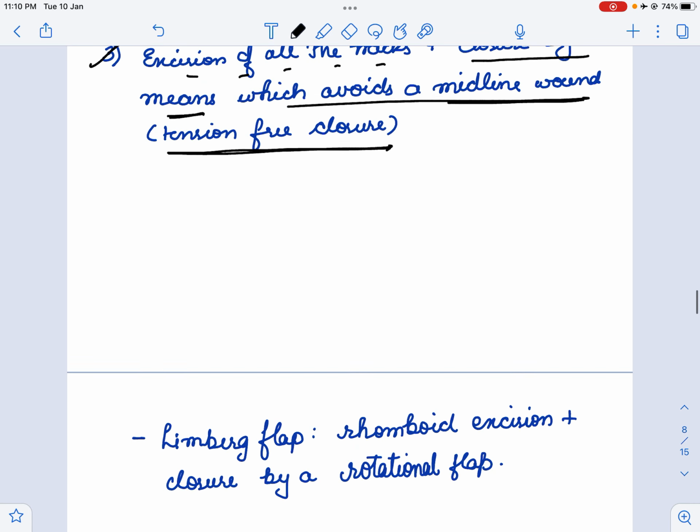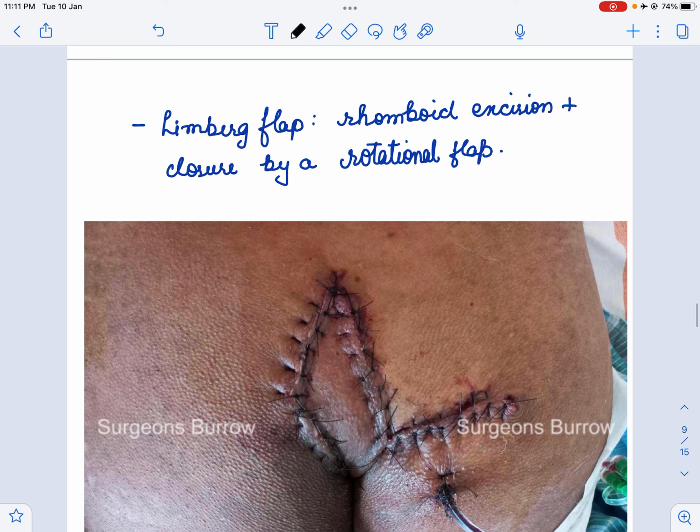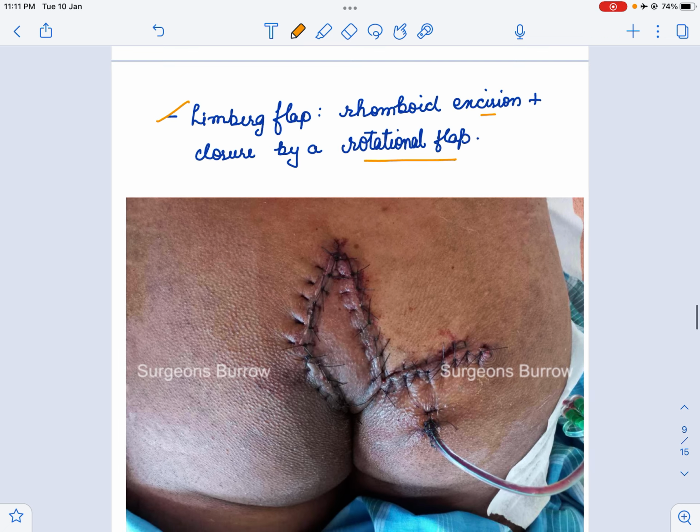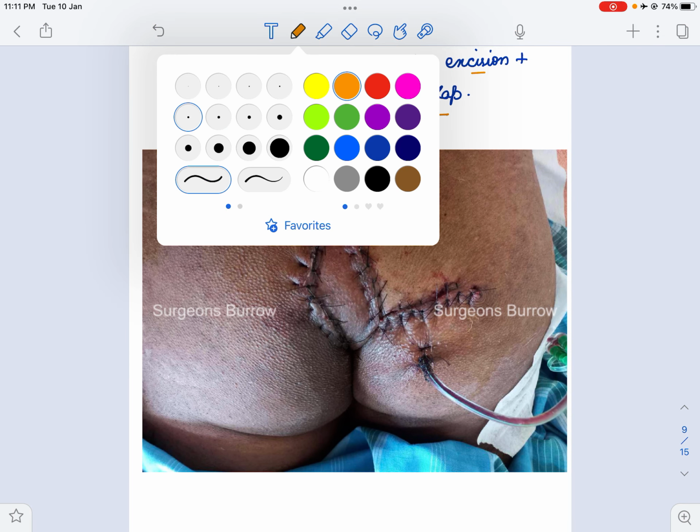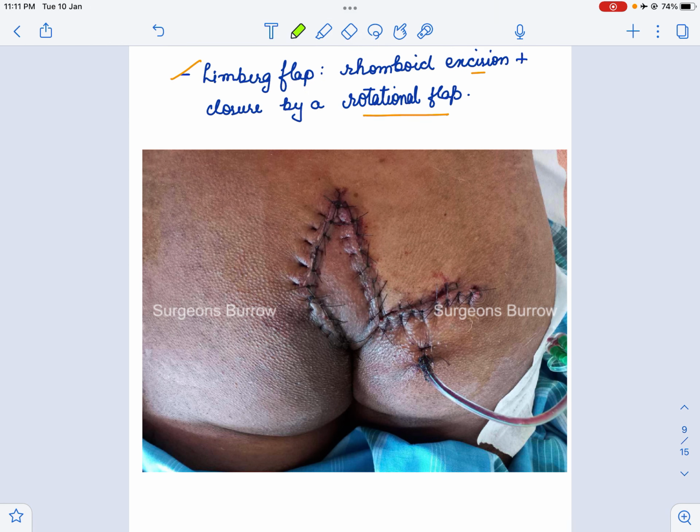So, now how do you do that? One option is a Limberg flap. In a Limberg flap, you do a rhomboid excision and then you close that excision via a rotational flap. This was a case that I had operated on a few days ago. Now, this is the rhomboid excision. Alright. So, this part has been excised, and once you excise that part, you take a rotational flap. So this goes over here.